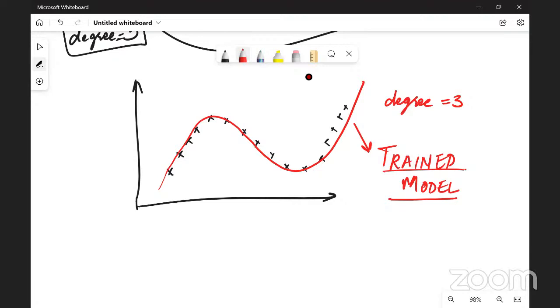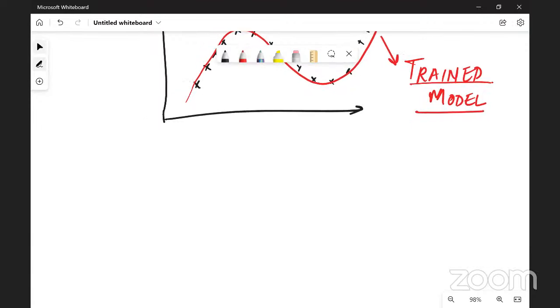Any questions so far? So what do we consider as a smooth fit? Fantastic question. I was about to come to that.